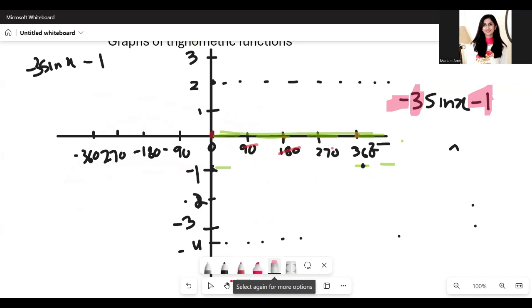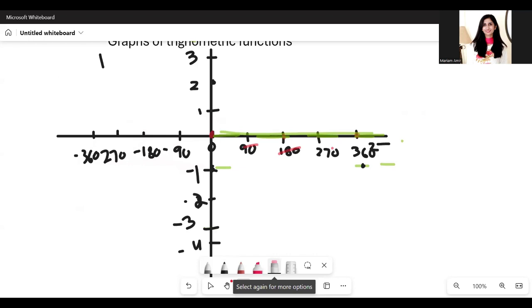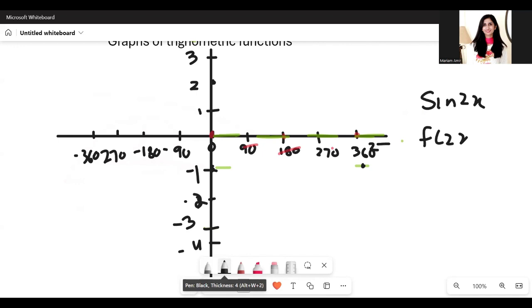Next, we're going to discuss the graph of, let me check from the worksheet, I believe sine square x. Yes, no, sine 2x and then sine half x. Okay, so let's discuss the graph of sine 2x. Okay, now what is f of 2x? It is a stretch parallel to the x-axis with scale factor half.